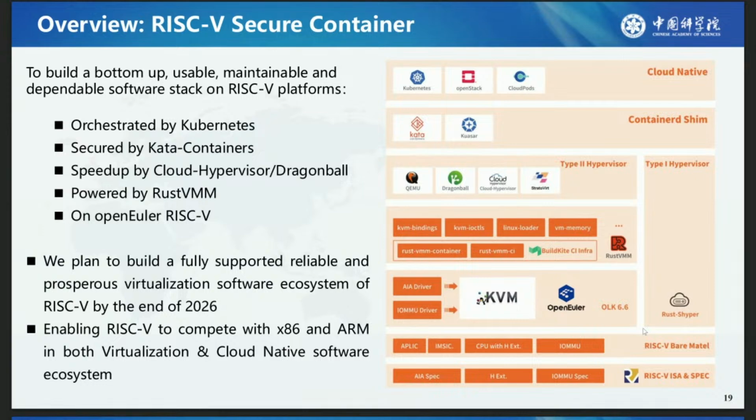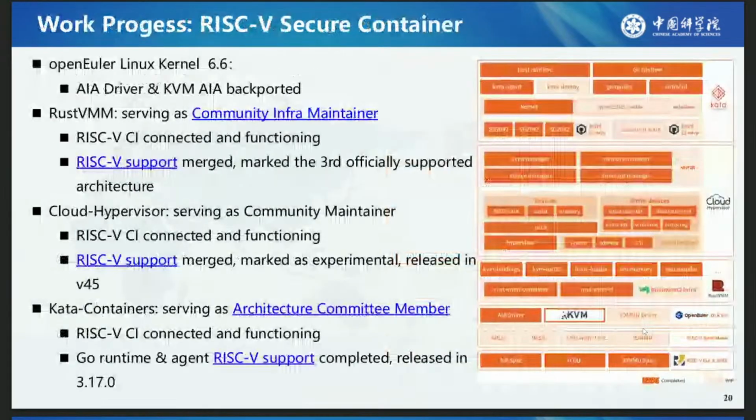So our plan is to build a fully supported virtualization software ecosystem for RISC-V by the end of 2026. Some of the work has already been done in the upstream community, like first the backport of the EIA driver and KVM EIA to openEuler and RISC-V, as well as Cloud Hypervisor and Kata Containers. All the work has been done upstream, and some of it has already been released by the community.